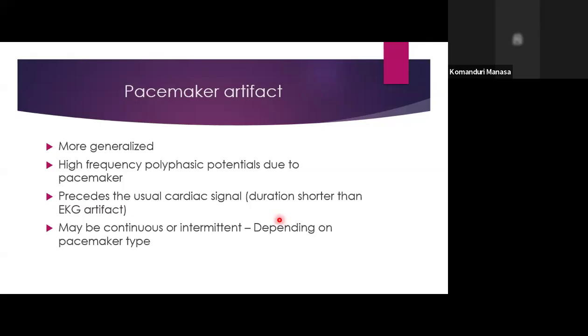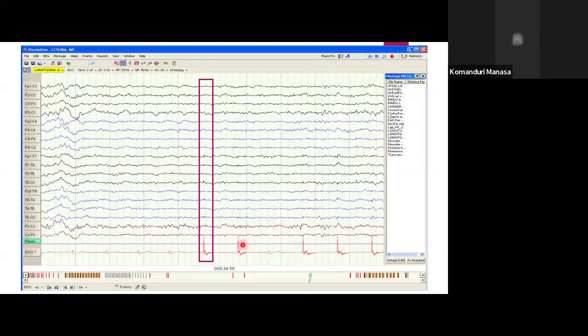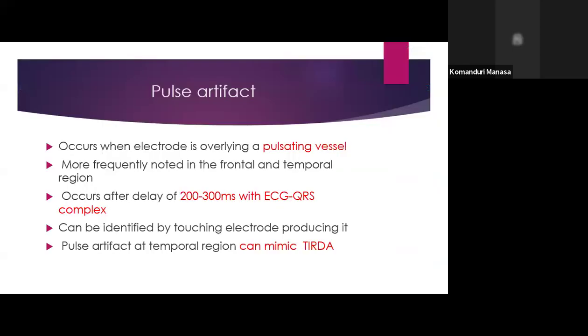So pacemaker artifacts are more generalized. They are high frequency polyphasic potentials because of the pacemaker activity. This usually precedes the usual cardiac signal and is of very short duration when compared to the EKG artifacts. It may be continuous or intermittent depending on the pacemaker type. So this is one of the pacemaker artifacts. We can see the pacemaker potential over the EKG, which is forming some transients which are polyphasic and of very low duration compared to the ECG artifact.